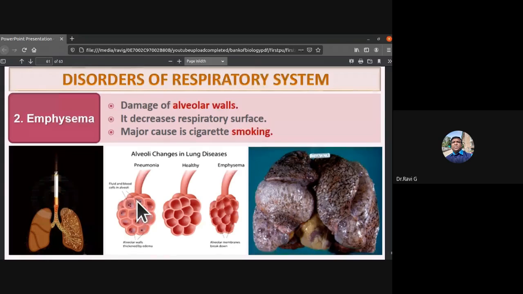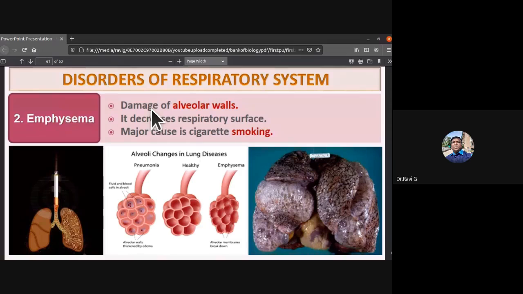So you can see the smoker's lungs. It looks like a chimney, isn't it? With all the carbon soot engulfing the lungs. It looks like the soot from the chimney that has got engulfed. So this is what you notice in the smoker's lungs. This is how it looks.